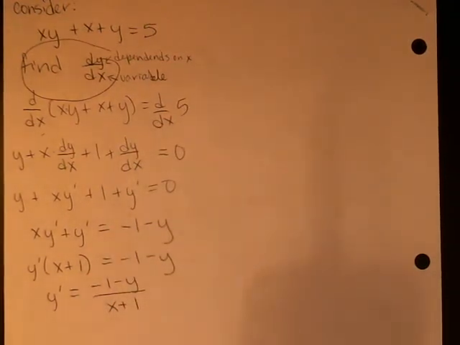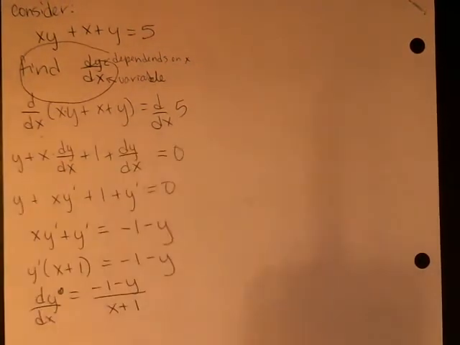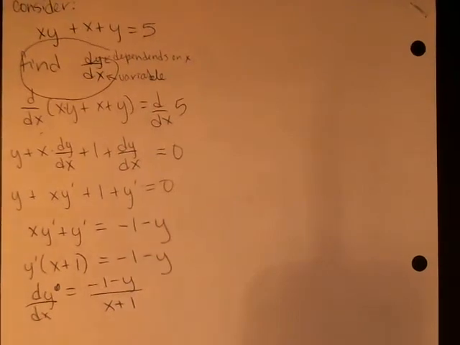Okay, so what's kind of interesting here is that this derivative, dy dx, means exactly what it used to. It means I have some curve defined by the equation xy plus x plus y equals 5, and I now have a formula that tells me the slopes of the tangents to that curve.